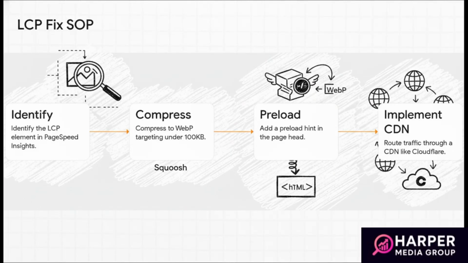So here's your exact rapid-fire SOP to fix LCP today. First, identify the exact element dragging you down in PageSpeed Insights. Second, compress the heck out of it using a free tool like Squoosh to export as a WebP. Third, add a preload link in the head of your HTML so the browser grabs it immediately. And finally, route your assets through a CDN like Cloudflare. This whole process takes maybe an hour, but the impact is massive.